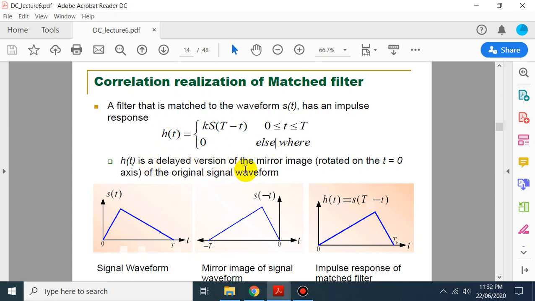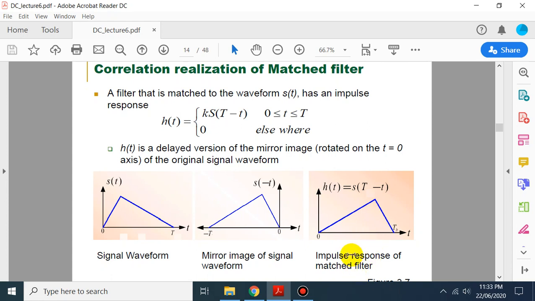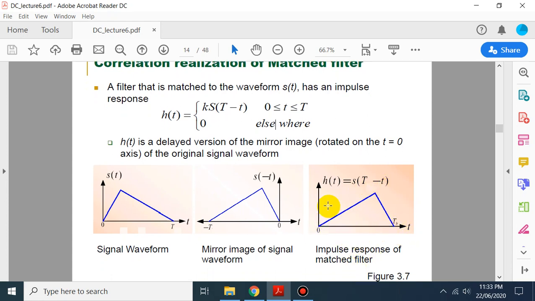h of t is the delayed version of the mirror signal, rotated on the t is equal to 0 axis of the original signal waveform here. This is the s of t signal, and this is s of minus t. This is the mirror image of the signal, and this h of t is the delayed version of this mirrored signal. This is also the impulse response of the matched filter here.